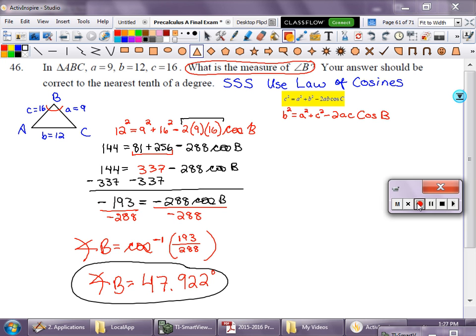Okay, just making sure you saw the end of 46, cosine inverse. Let's go on to the next example.